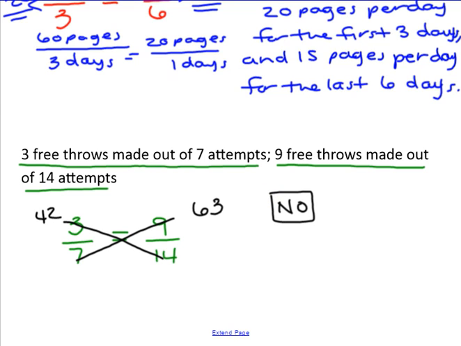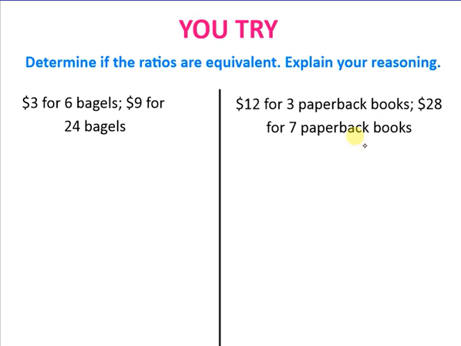All right? So go ahead and try these two. Now, realize it's asking you to explain your reasoning as well. So make sure that you use unit rates to explain your reasoning.